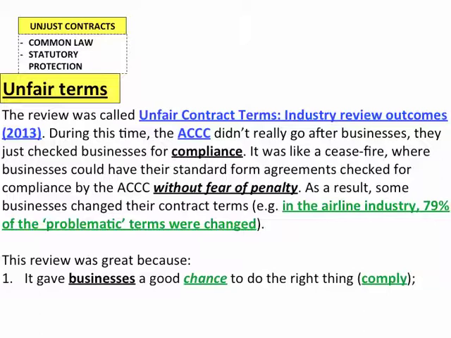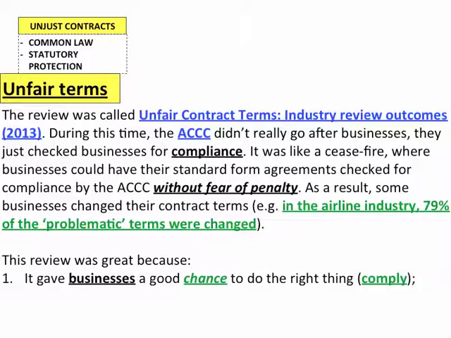Right? They make these standard form contracts, and until someone actually takes them to court, they're not really certain that they are bulletproof, that they are binding, that they are perfectly legal. So it gave the businesses a good chance to comply, and it reassured them that yes, your contract is okay.